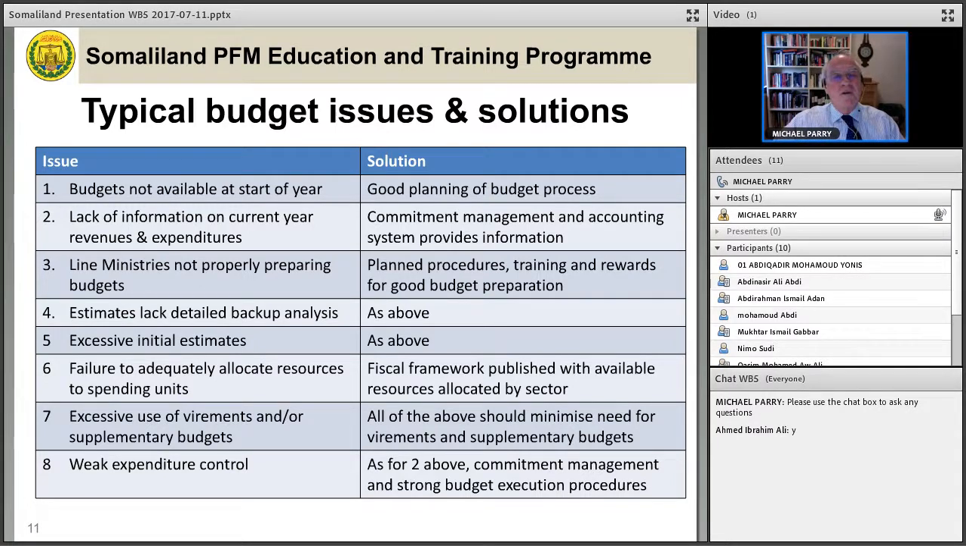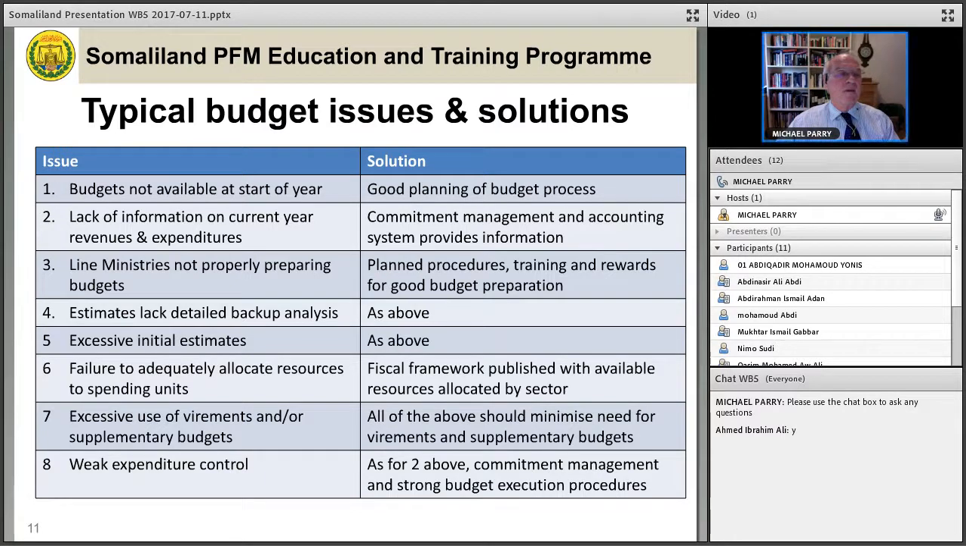And this table summarises the various budget issues and how you would overcome them. So the budget's not available at the start of the year. What you need is good planning of the budget process. You plan and identify the time at which each of those stages that we looked at earlier is going to take place, so they're all complete in good time for the budget to be available at the start of the financial year.